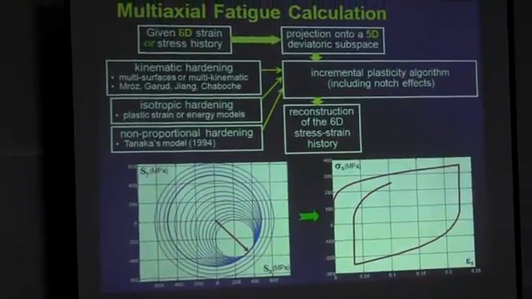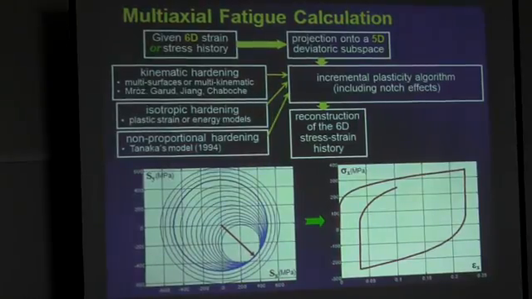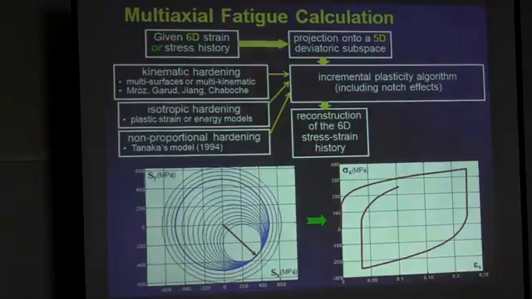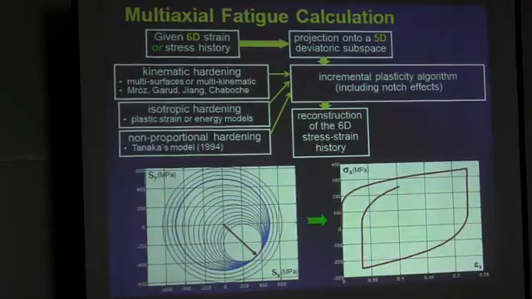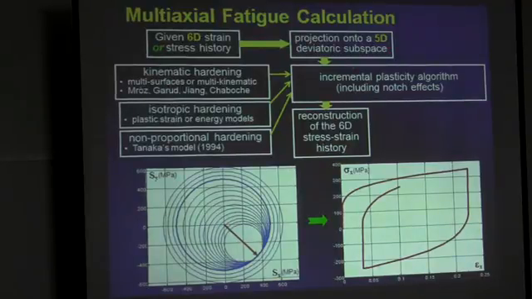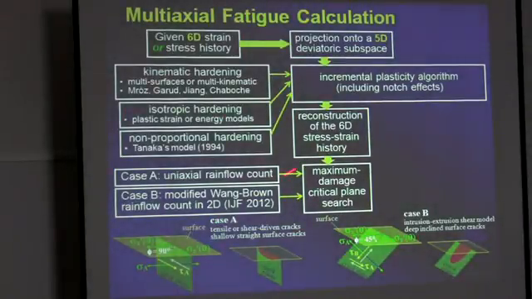in our university. For the multiaxial fatigue calculation, given the 6D stress or strain history, we like to work in the 5D space, which is much more efficient computationally. Then an incremental plasticity algorithm uses kinematic hardening and isotropic, non-proportional hardening, and then we reconstruct the 6D stress or strain history. Then we perform a maximum damage critical plane search.